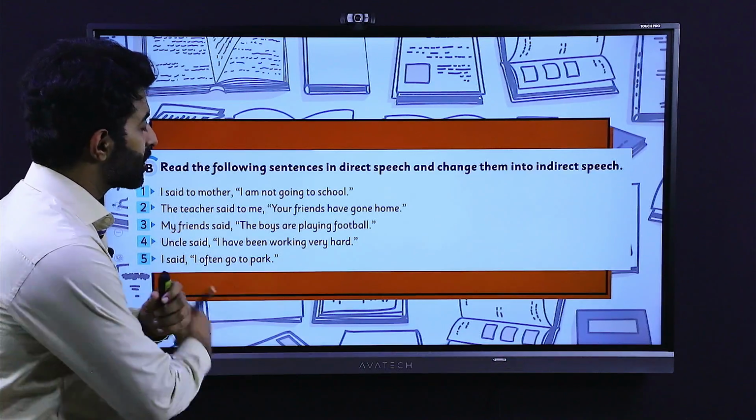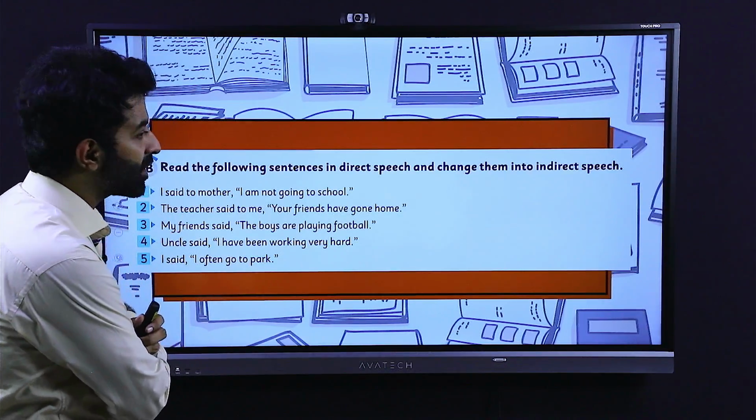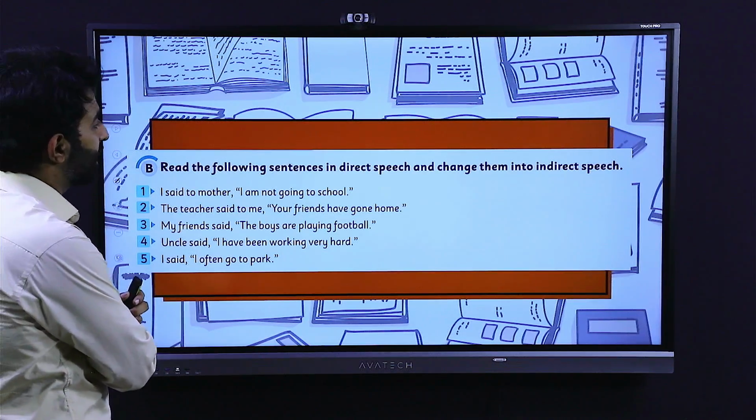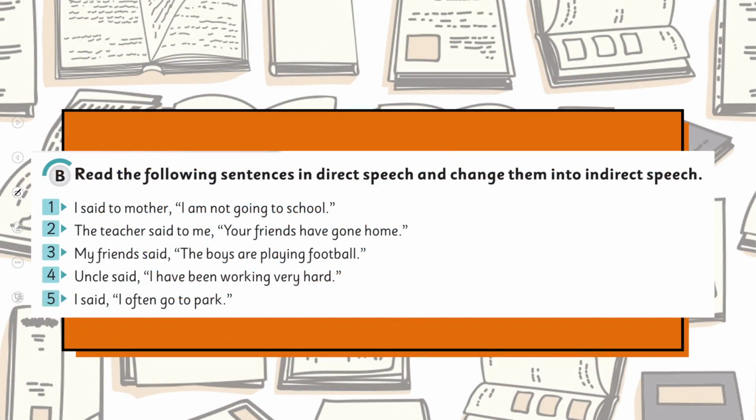Now, students, let's put the theory into practice. Let's understand and test our knowledge. You have to read the following sentences in direct speech. All of them are in direct speech, and change them into indirect speech. I said to my mother, I'm not going to school. Now, how will you change it? Yes. I said to my mother, I am not going to school. I said to my mother that I was not going to school.